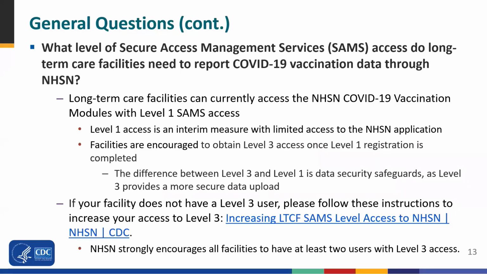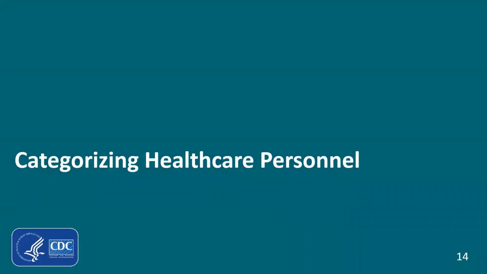Facilities are encouraged to obtain Level 3 access, as this provides more secure data upload. If your facility does not have a Level 3 user, please review the link on the slide to increase your access to Level 3. NHSN strongly encourages all facilities to have at least 2 users with the Level 3 access. So we'll now focus on how facilities should categorize healthcare personnel.